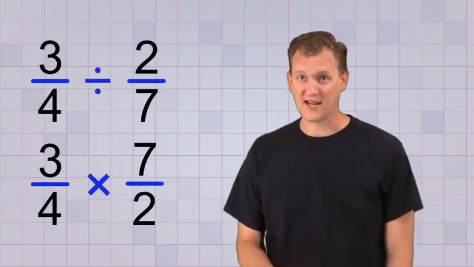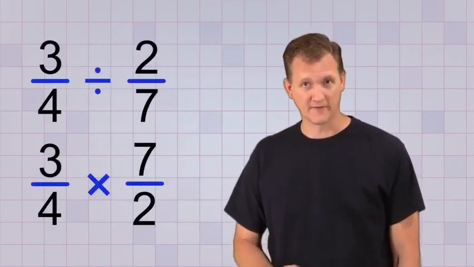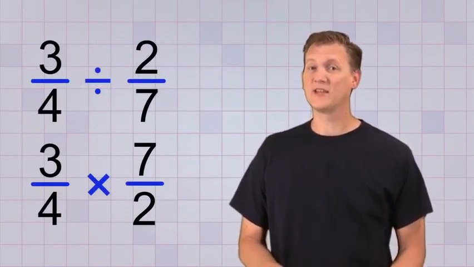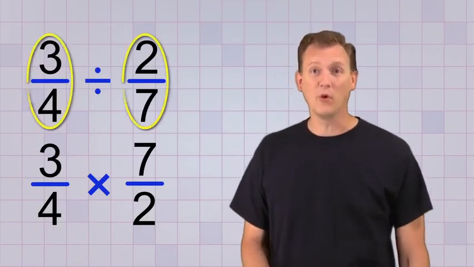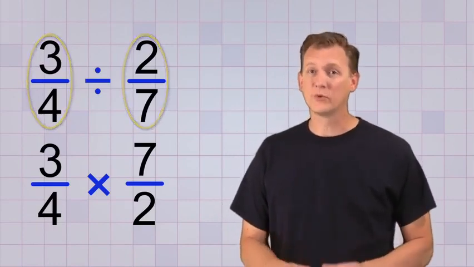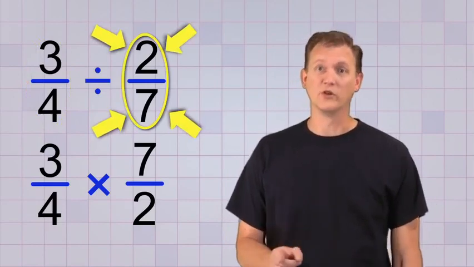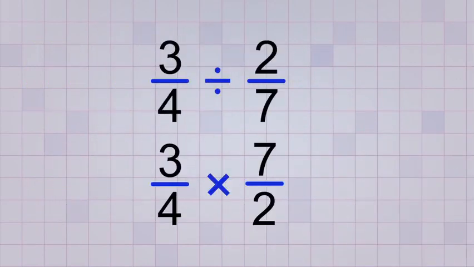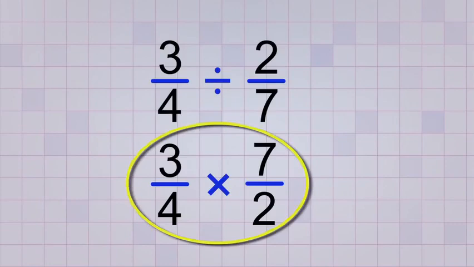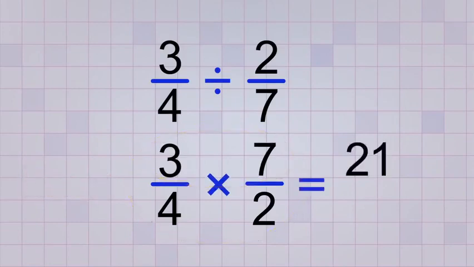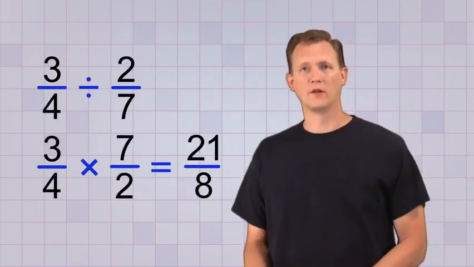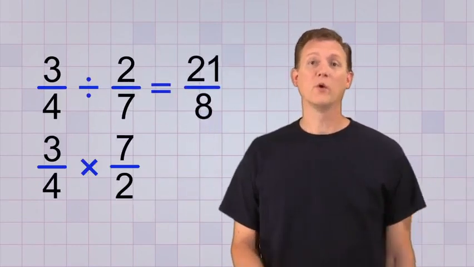Oh, I should mention a mistake that a lot of students make when they first learn to divide fractions. Sometimes students take the reciprocal of the first fraction, the one that's being divided, or even the reciprocal of both fractions. But you only want to take the reciprocal of the second fraction, the one you're dividing by. Okay, now that our problem has been changed to multiplication, it's easy. Just multiply the tops. 3 times 7 equals 21, and multiply the bottoms. 4 times 2 equals 8, and we have the answer to our fraction division problem. So 3 over 4 divided by 2 over 7 is 21 over 8.